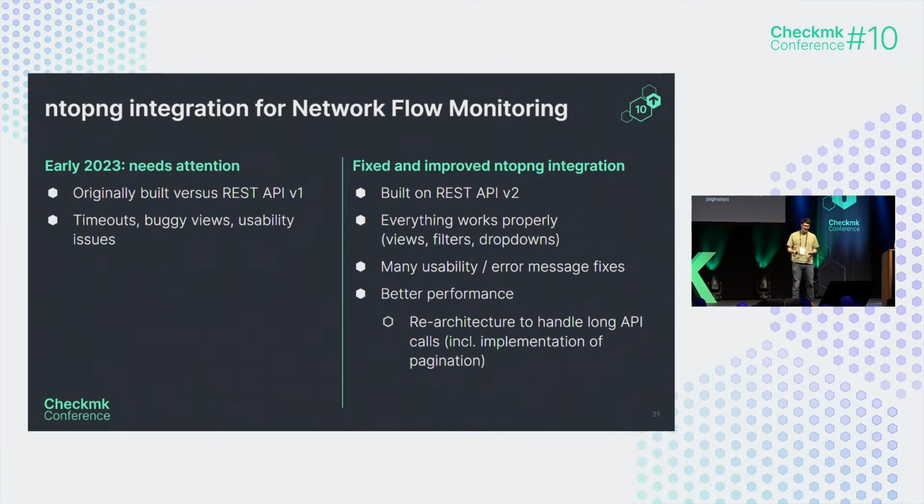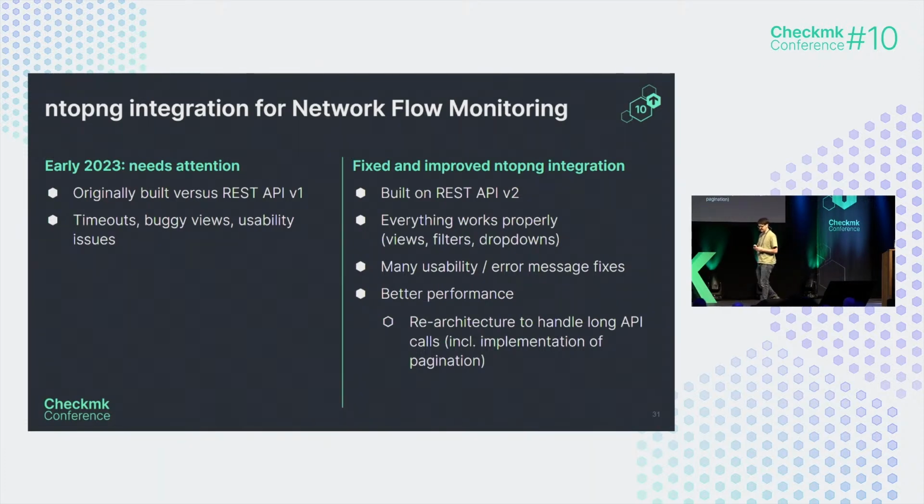Everything works properly again. You have the views, the filters, all the dropdowns work as expected. We have a lot of usability fixes and error message fixes along the way, and a much better performance because we re-architected a lot of the long-running API calls and built a couple of features like pagination so that you can now monitor network flow, or you can integrate network flow monitoring much better into Checkmk.